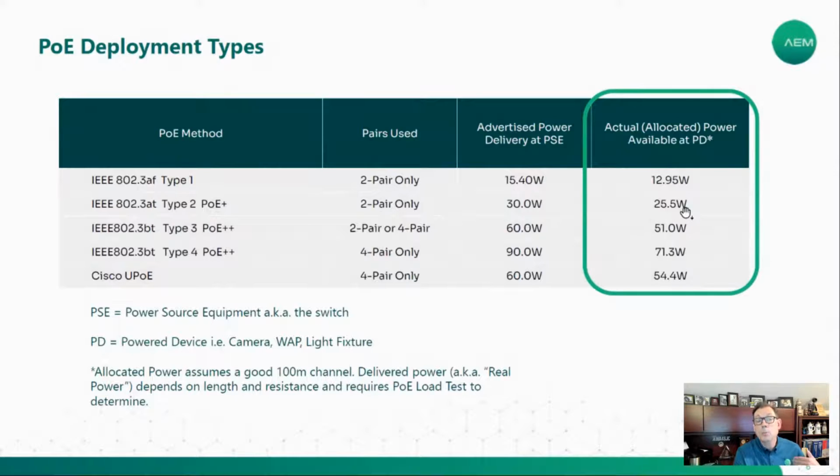Now, when you put a load on it, and we're going to talk about PoE load testing here in a moment, if you've got a really short run, your actual measurement may, in some cases, be higher than that theoretical number that you're going to get at the endpoint, because if you've got a really short run of cable, there's a lot less resistance. So you can get more power than that 71.3. So it really is going to be dependent on the length of your cable.